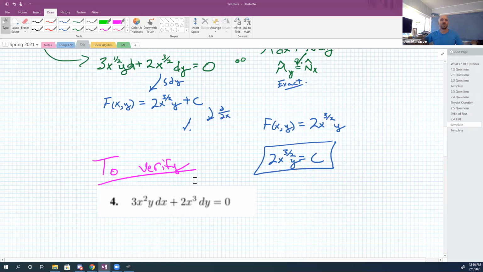Okay, so I took my original differential equation, which doesn't really look like a differential equation. So I'm going to rearrange it to look like a differential equation. I'm going to multiply through by 1 over dx. So I'm going to have 3x squared y plus 2x cubed y prime is 0. You guys see this is now a differential equation? Mm-hmm. Okay? I'm going to take this and check that this satisfies this.